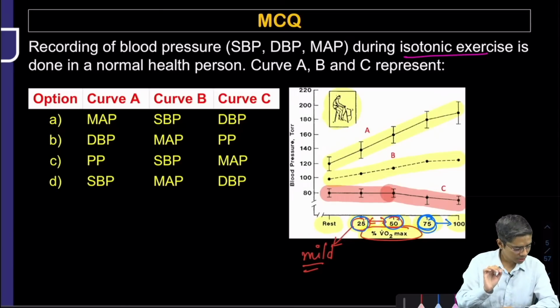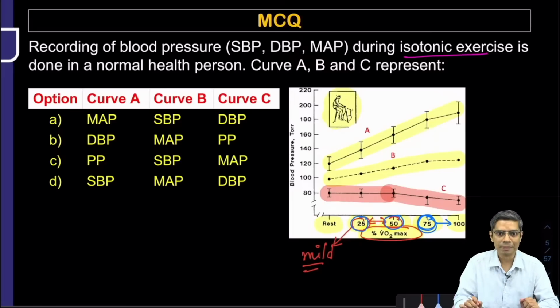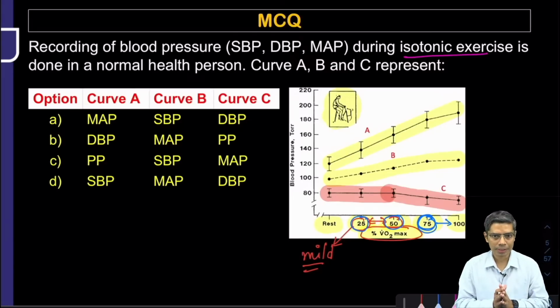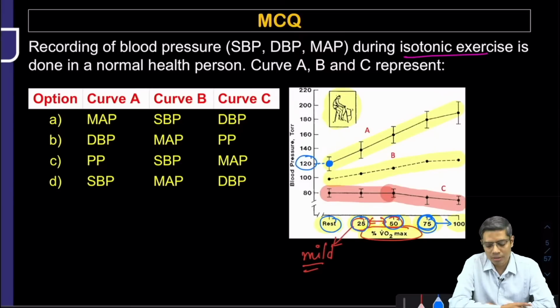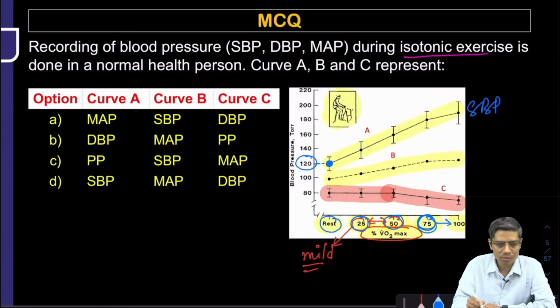This is easy. Why easy? Suppose you do not know the concept of this question, then what will you look at? You will look at the starting point of the blood pressure. Here is the starting point, the resting condition. In the resting condition, the blood pressure is 120. So what blood pressure is this? Obviously, this is going to be the systolic blood pressure.